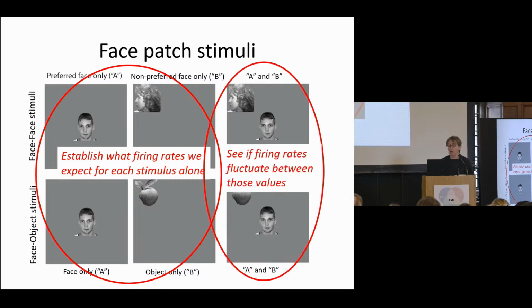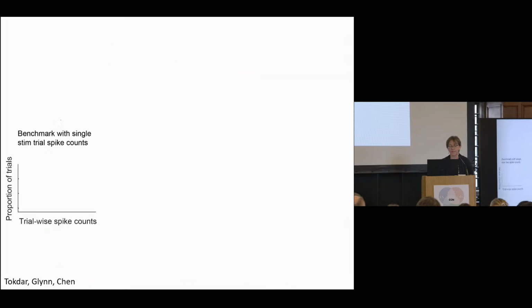And then we will look at the firing rates observed on the combined dual stimulus trials to see if there's any evidence for fluctuating between the response level that is observed when stimulus A is presented alone and the firing rate when stimulus B is presented alone. So specifically, we're working with trial-wise spike counts. So we're looking for evidence of fluctuating activity across trials, not within a trial. And we did this because basically it worked.